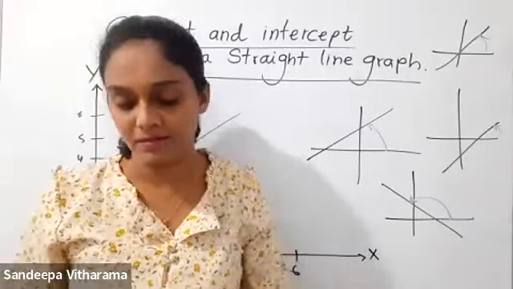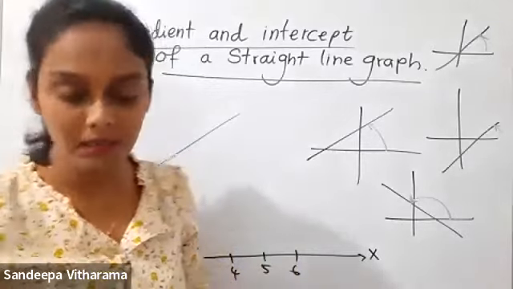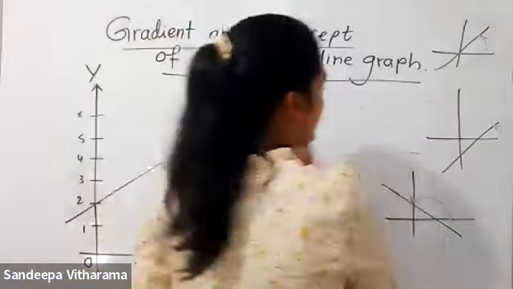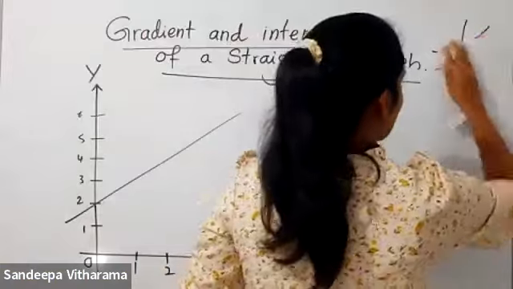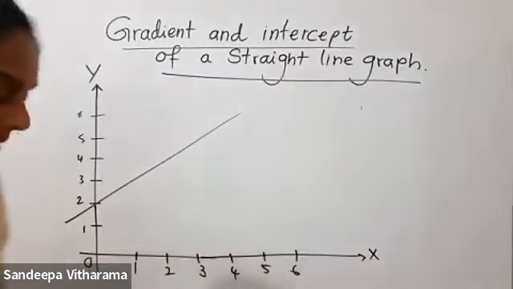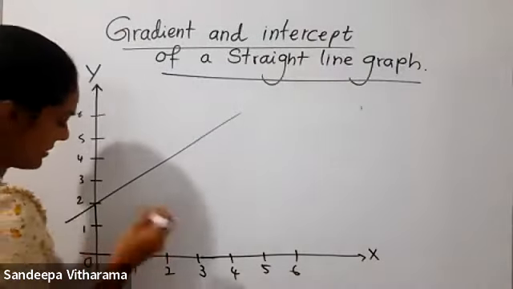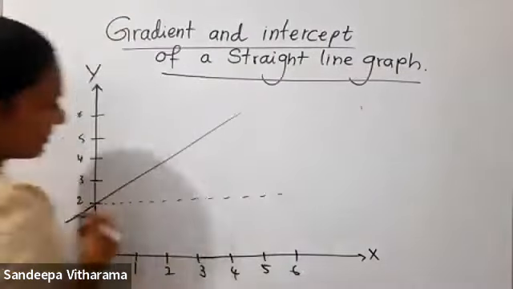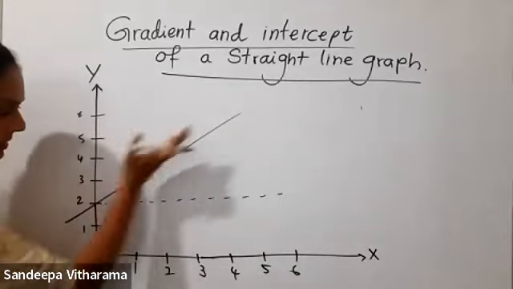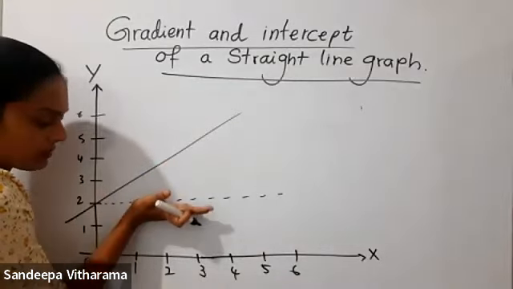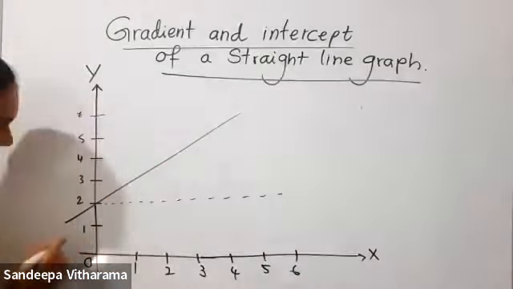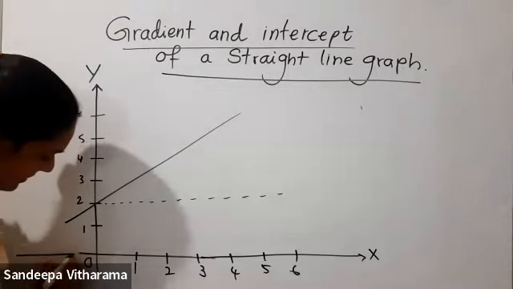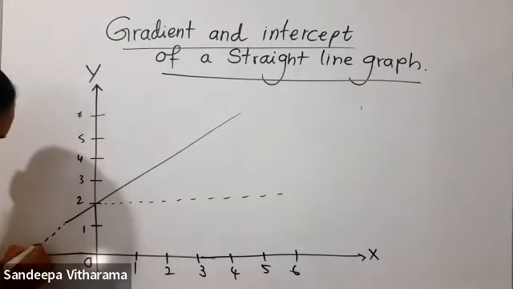Intersect is one thing and intercept is another. Let's identify these two words. I take the x-axis for a while here. Now this straight line meets the x-axis. Let it go a bit further.